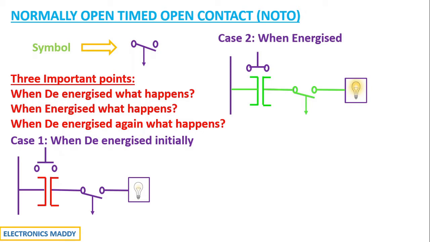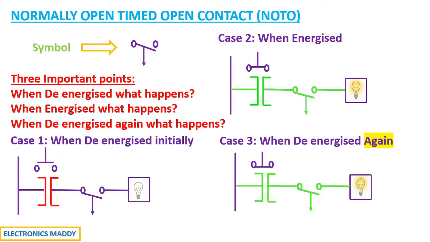So where is the timing operation taking place? That is a big question, isn't it? That can be answered with the help of case 3. Now when it was previously energized, I am de-energizing it. I am considering the same case, but now when I de-energize it, what happens to the circuit? I'll be de-energizing it by releasing the push button switch in this particular fashion. The normally open contact gets de-energized, and there will be no power flowing at this particular point. NOTO is de-energized because the power supply is cut off at this point.